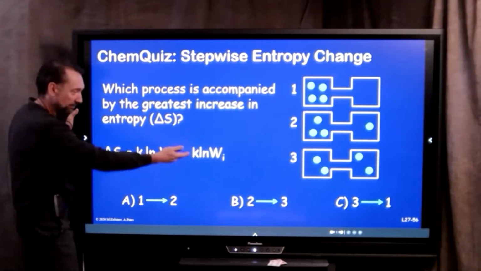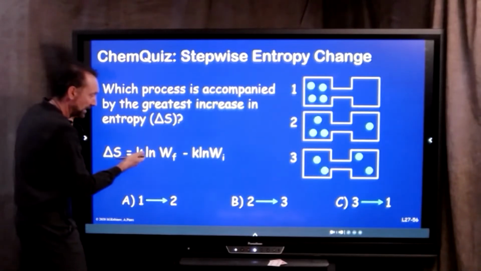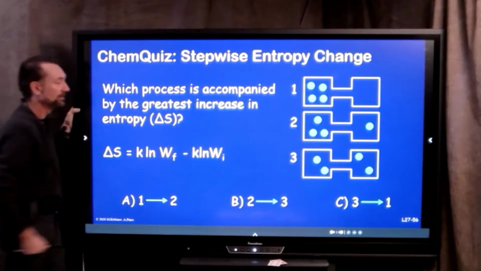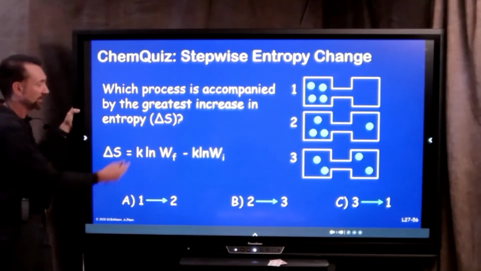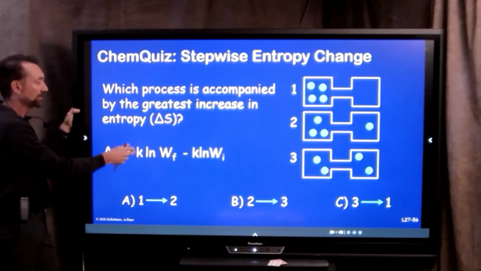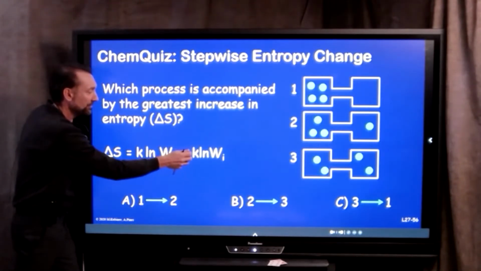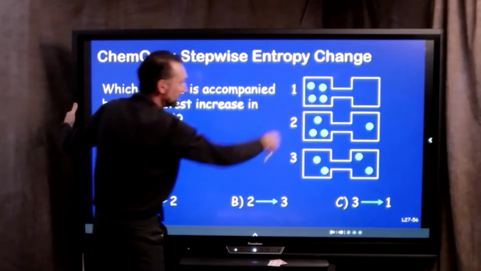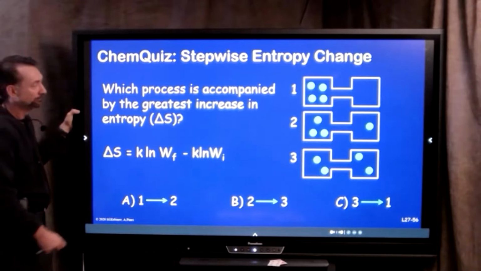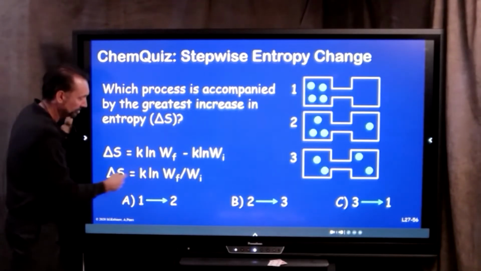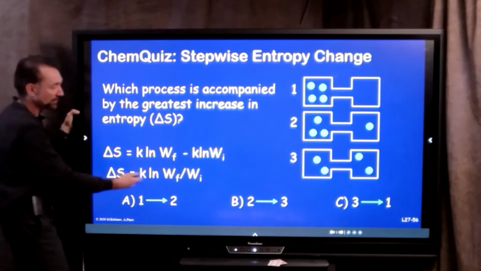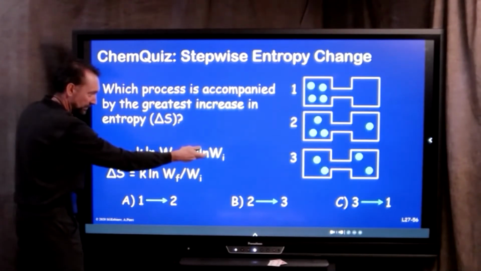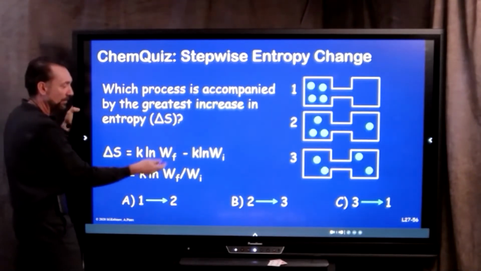And delta S I can calculate from k ln of W for the final state minus k ln of W for the initial state, where k is Boltzmann's constant and W is the number of ways to arrange those states. So I can do that. Of course, I can rearrange this. This is a property of logarithms. If you take a difference in logarithms, that's equal to the logarithm of the quotient.